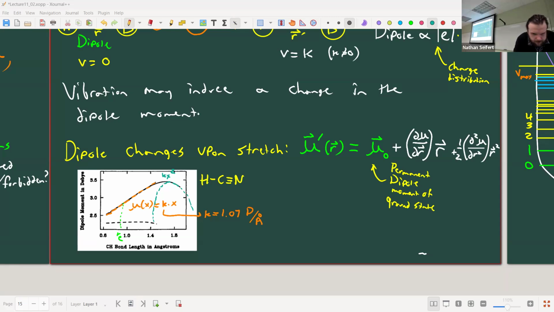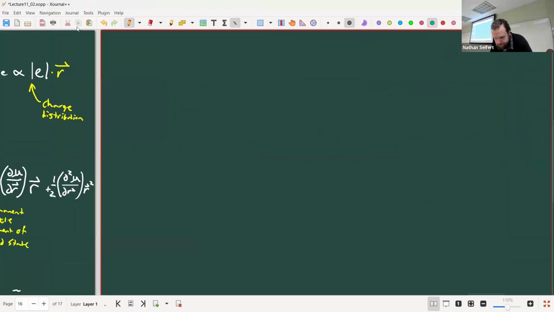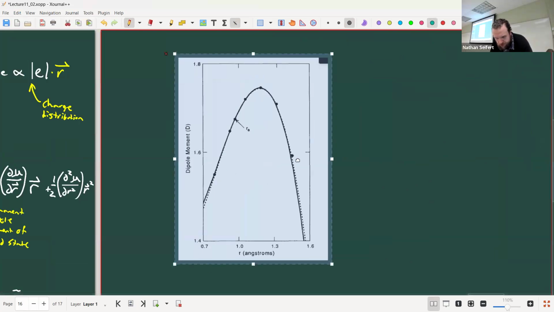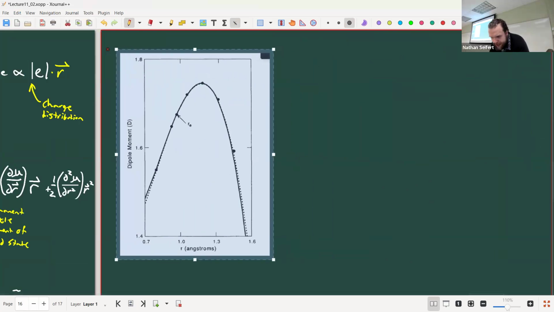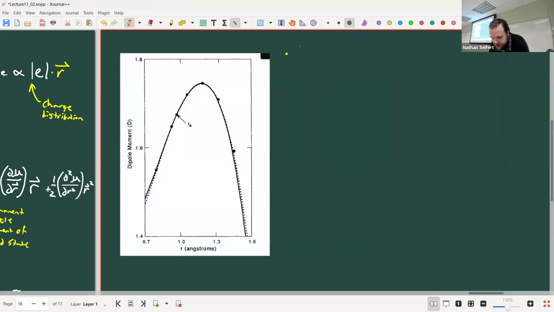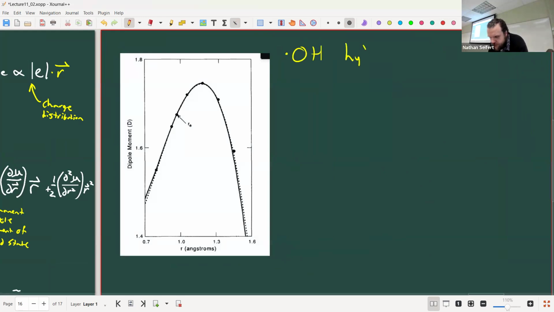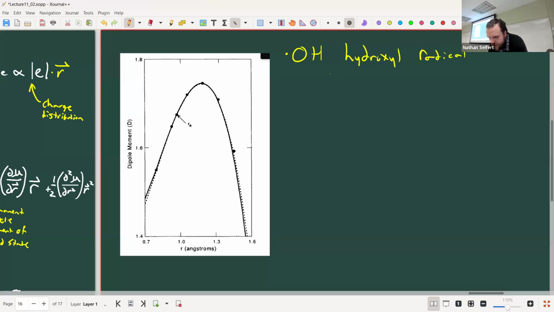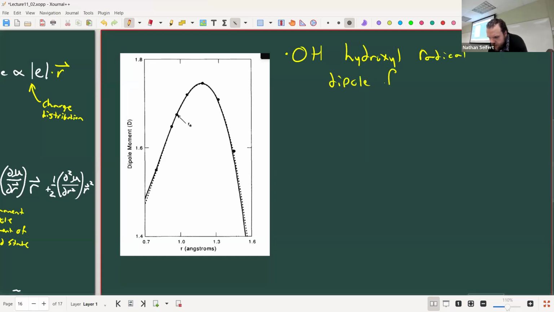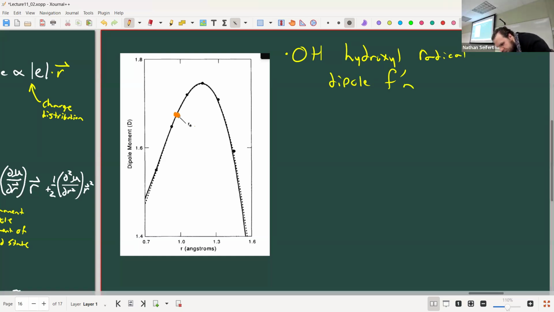Yeah, here it is. So here's a really interesting molecule, a very common molecule in the atmosphere. This is the hydroxyl radical, OH. This is the OH hydroxyl radical dipole function. R sub e is this point right here. And this is bond length to dipole.